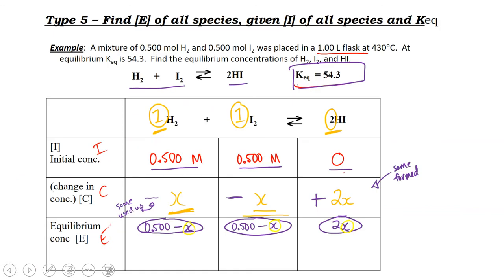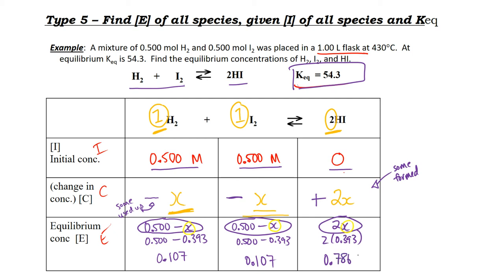If I flip back, I now know that I can do 0.500 minus 0.393, and I get 0.107. Same thing for the iodine, 0.107. For the hydrogen iodide, I need to double that. 2 times x, that was the expression, so 0.786.